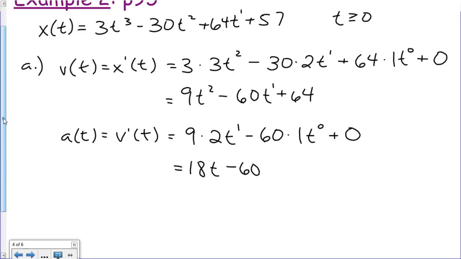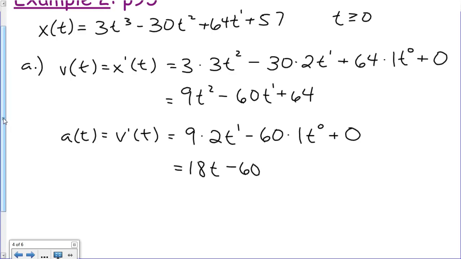Part B now says, find the velocity and acceleration at t equals 2, 4, and 6. And then it says at each time, state whether x is increasing or decreasing and at what rate, and also whether the object is speeding up or slowing down and how you decide it.